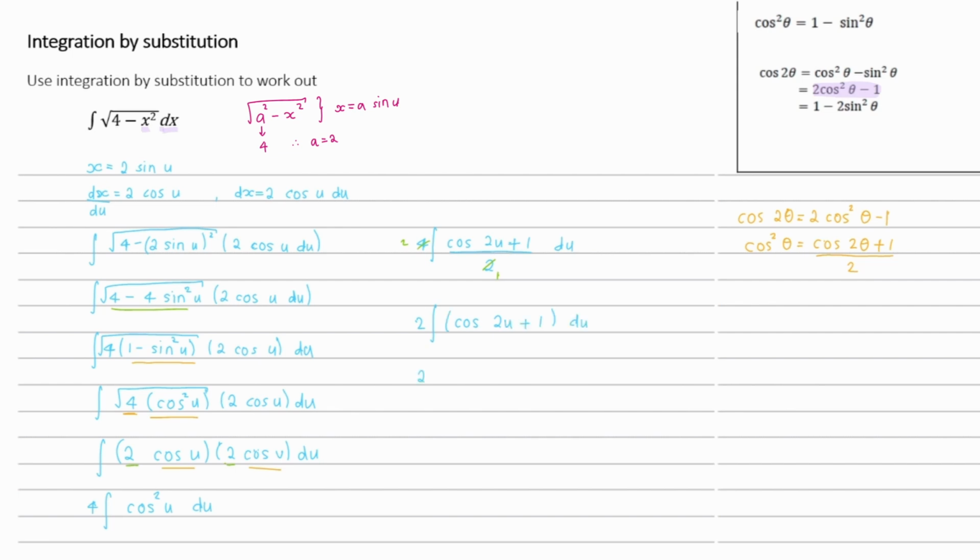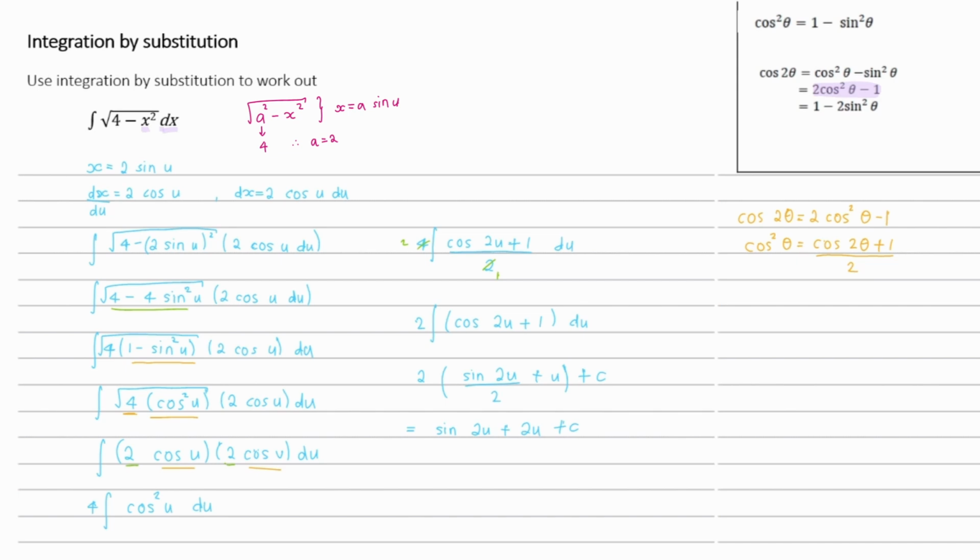1 du. We can now easily integrate this, so our 2 remains outside, and the integral of cosine 2u can be written as sine 2u over 2, and our 1 integrated becomes u. We can expand the bracket and write this as sine 2u plus 2u plus c.